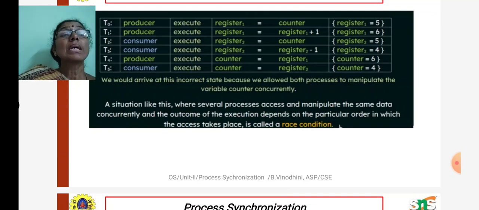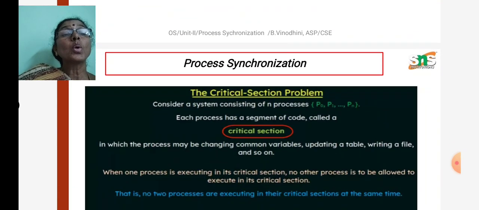When several processes access and manipulate the same data concurrently, the outcome of the execution depends on the particular order in which the access takes place. That condition is called a race condition. A race condition occurs when concurrent access is done by two processes at the same time. To overcome the race condition, we should do process synchronization.